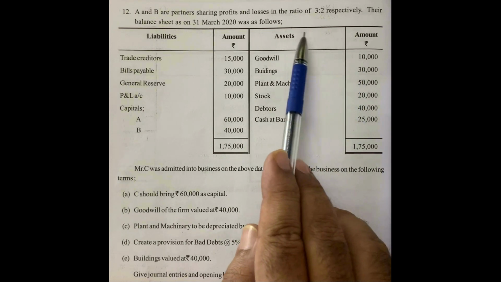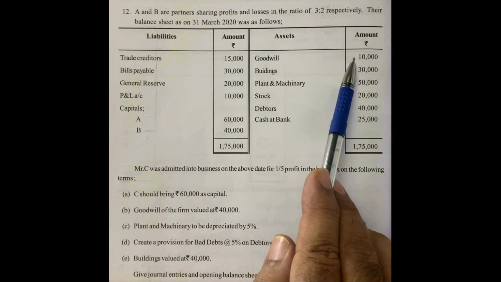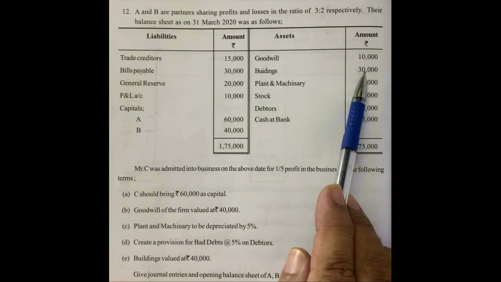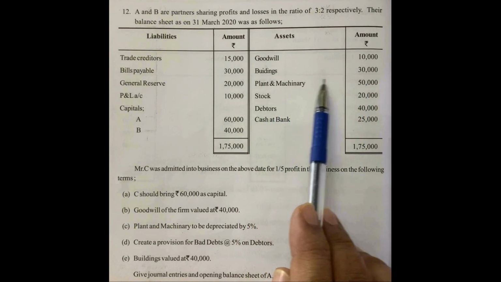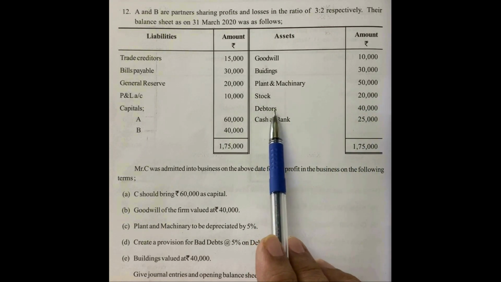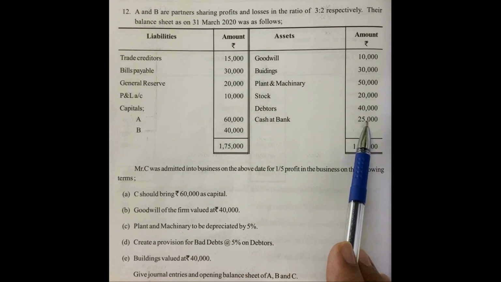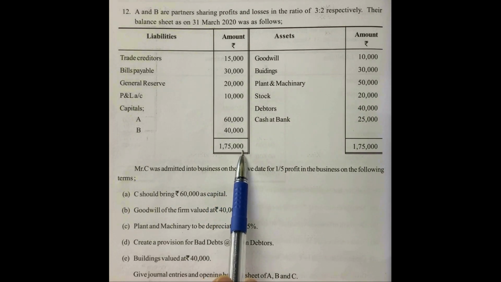The new point is, in the old balance sheet under the asset side, the goodwill amount is given. Buildings 30,000 rupees, plant and machinery 50,000, stock 20,000, debtors 40,000, cash at bank 25,000 rupees. Two sides totals are 1,75,000 rupees.